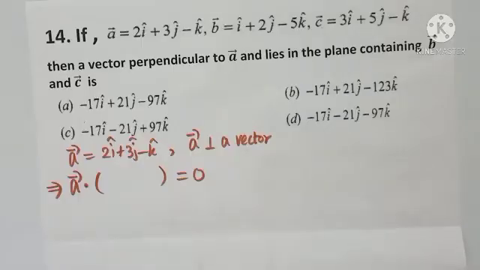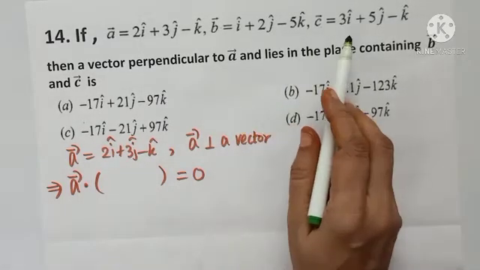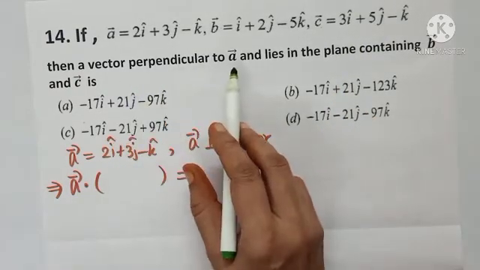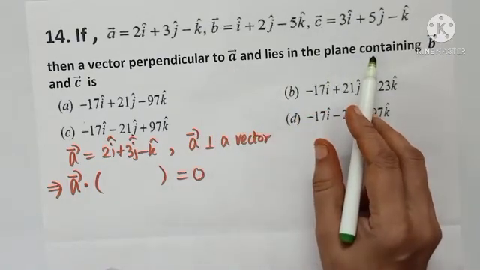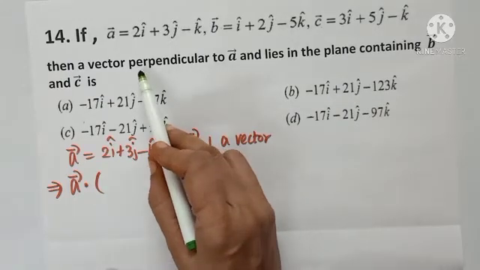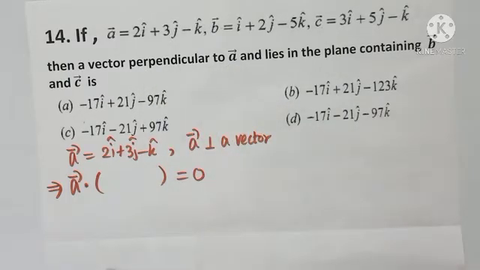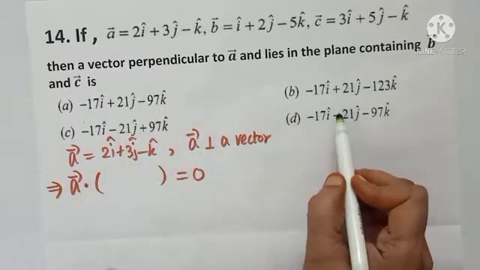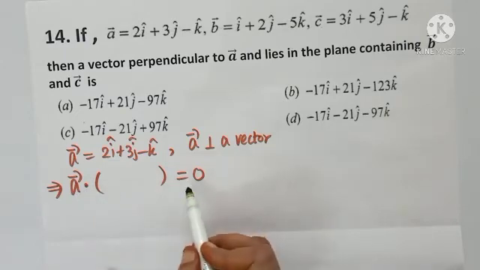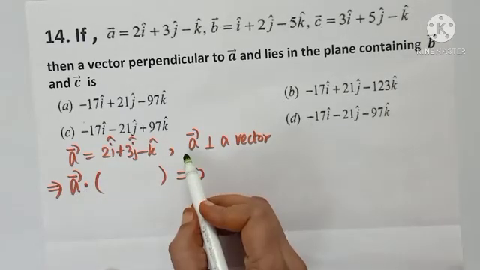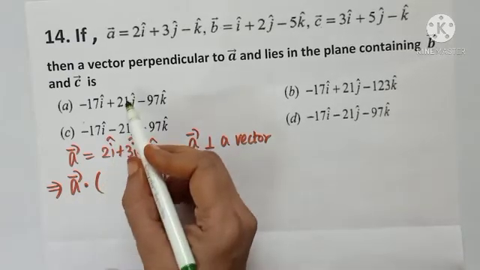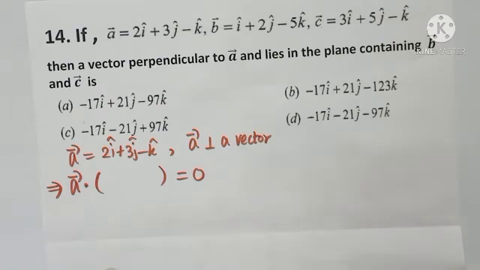Question number 14. If A vector, B vector and C vector are given, we need to find a vector perpendicular to A and lies in the plane containing B and C. When we are given perpendicular to A, let me check out of the 4 vectors given, which vector's dot product with A is 0, because A is perpendicular to that vector. It tells us A dot that vector should become 0. It is just a trial basis.